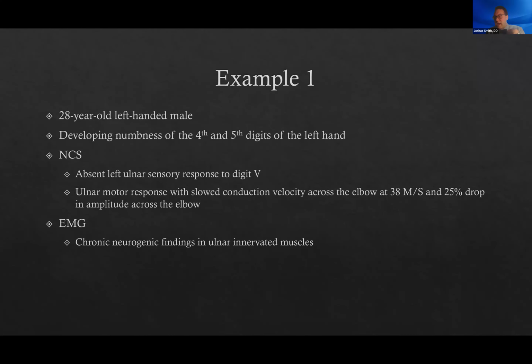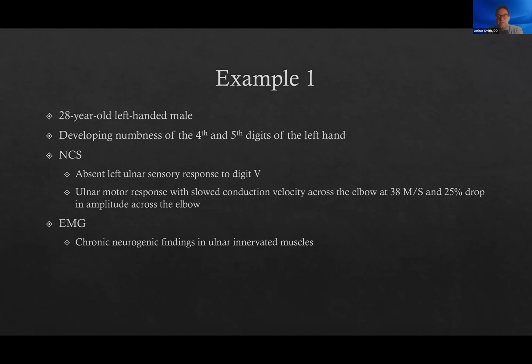So what I wanted to do now is just go through some examples and some interesting cases. So this first example is a 28-year-old left-handed male, and he comes in because he's getting some numbness in the fourth and fifth digits of his left hand.